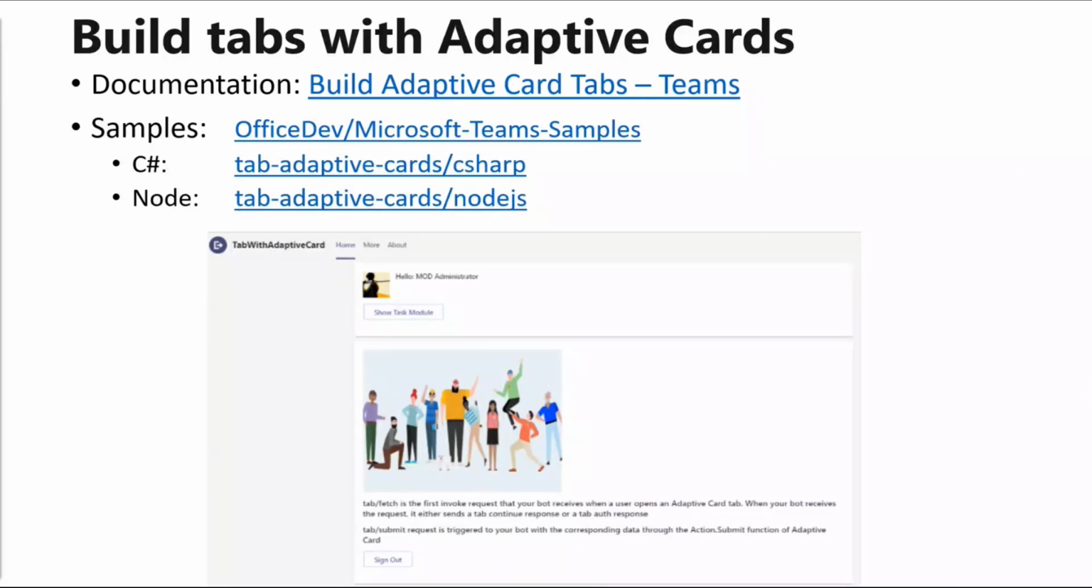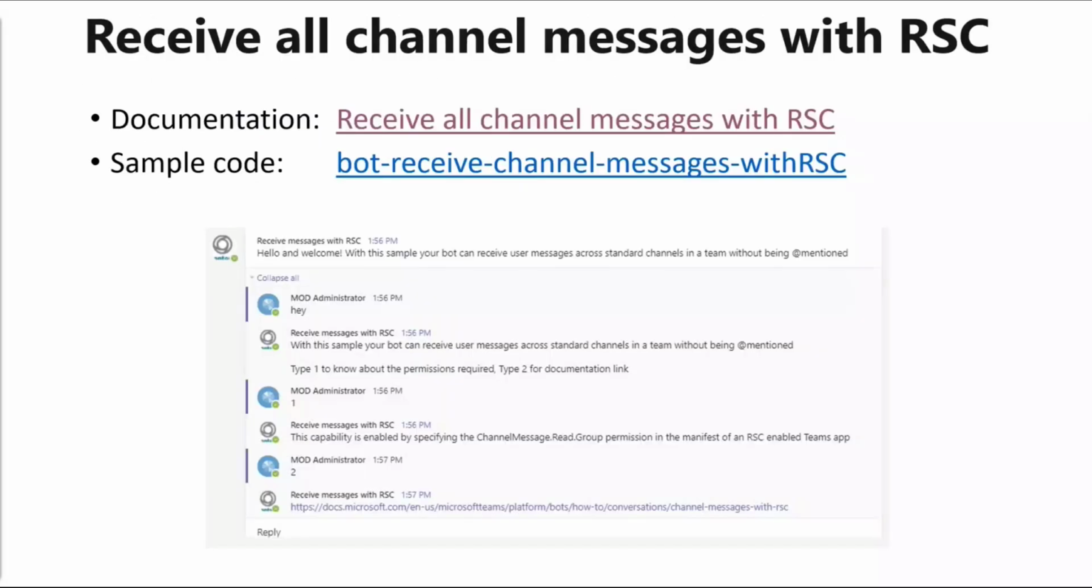Moving to the next one, using RSC, you can now request the team owners to consent for a bot to receive user messages across the standard channel in Teams without you mentioning the bot. This capability is enabled by specifying the ChannelMessage.Read.Group permission in the manifest of the RSC-enabled app. Note that this is still in developer preview, but we still want to show you the demo of how it works.